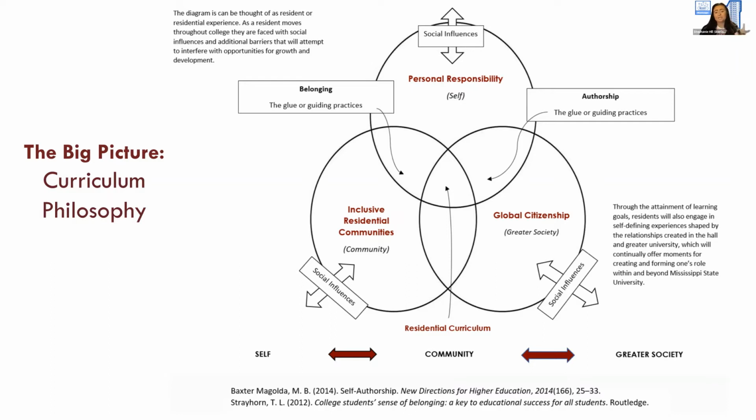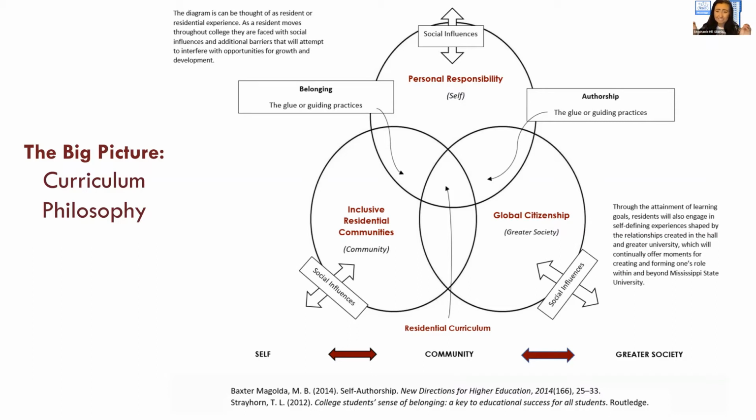So personal responsibility, global citizenship, and inclusive residential communities come together and intersect with each other. The idea of personal responsibility and global citizenship connecting provides students with ideas for authorship, moving through that theory of self-authorship. Global citizenship and inclusive residential communities come together in that residential curriculum model. Both of them have a lot of social influence on them. And then personal responsibility and inclusive residential communities come together to create that sense of belonging for students.